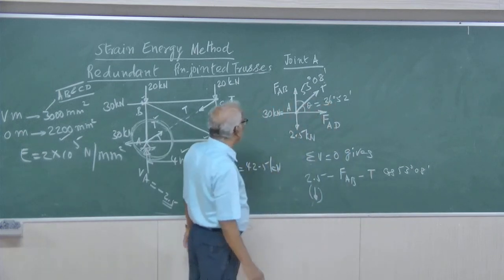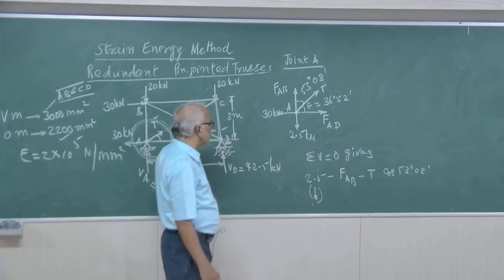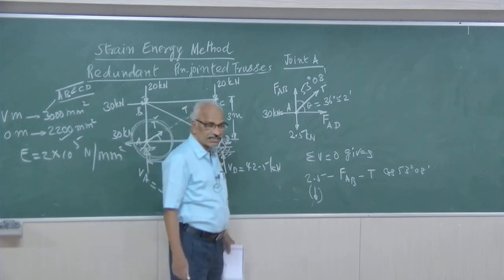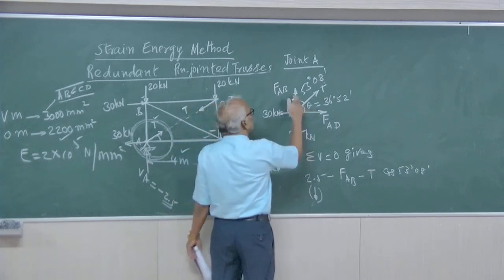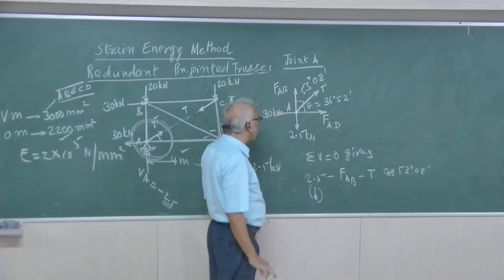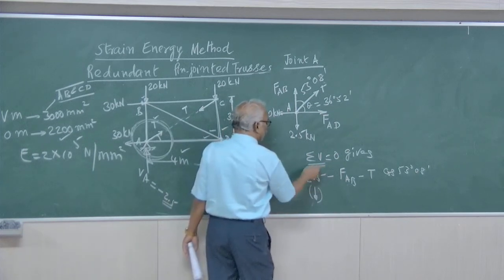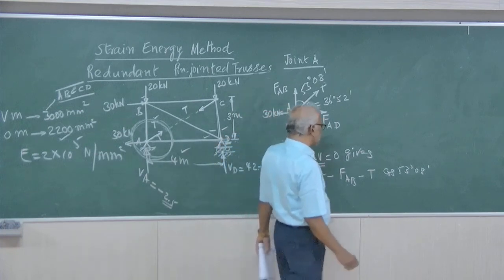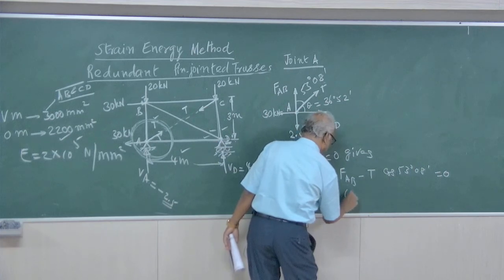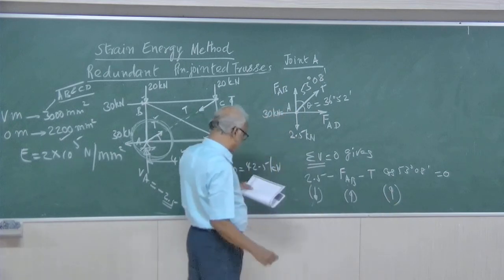The other two are, one is a horizontal member, the other one is a horizontal force. So the angle with the vertical is 90 degrees. Therefore, FAD into cos 90 will be 0, 30 into cos 90 is also 0. Therefore, you need not bother about the horizontal members because we are resolving in the vertical direction. So cos 90 will become 0. So this is equal to 0. So this is vertical, this is also vertical.